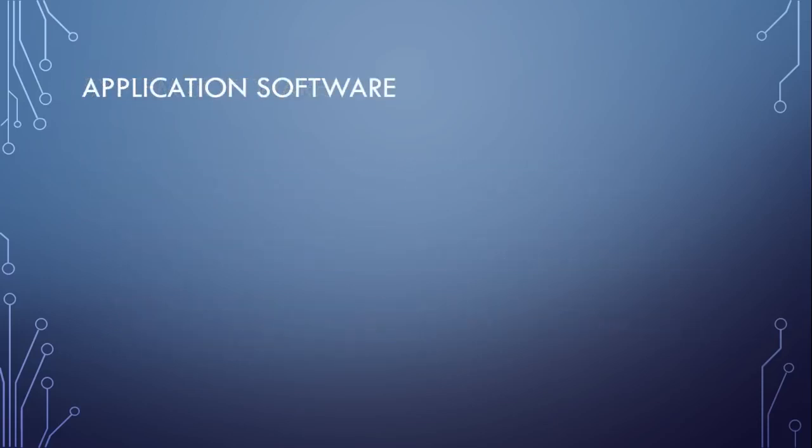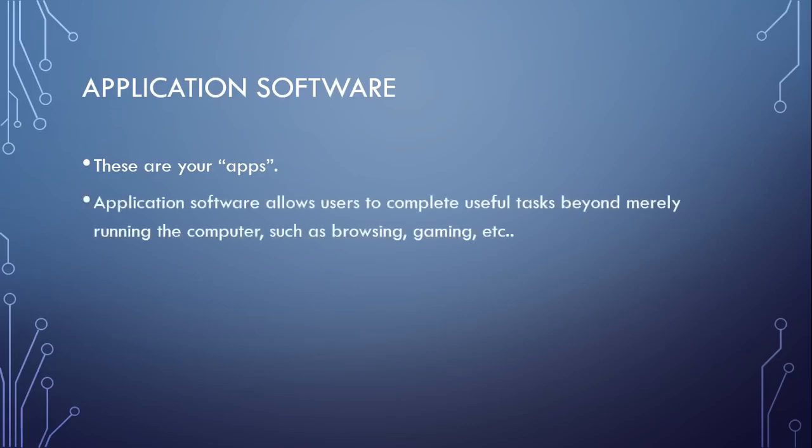Next, let's talk about application software. These are your quote-unquote apps. So this is what a lot of people think of when they think of software. If you ask them to define it, they'll think about application software or apps. All right, application software allows your user to complete useful tasks beyond merely running the computer, such as browsing, gaming, etc. If you think about listening to music, you're probably using an app for that, whether it's iTunes, Spotify, whatever.